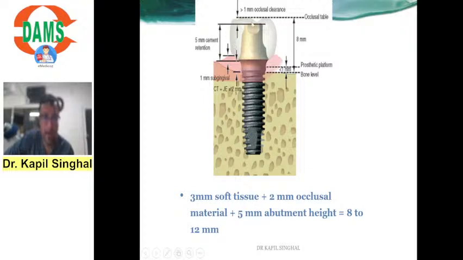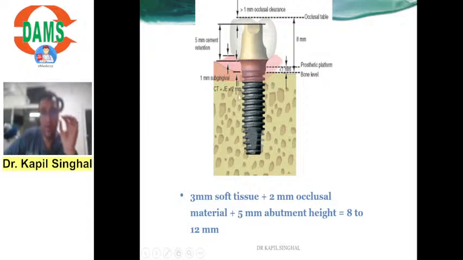And whatever crown I will make, whether metal ceramic or zirconia, it should be around 1.5 to 2 millimeters. So 2 mm of occlusal material. So 3 plus 2 plus 5, around 10 millimeters. That is why above the implant level you need a clearance of 8 to 12 mm for fabricating a crown. Okay. If there is less space than this, it is very difficult to fabricate a crown.